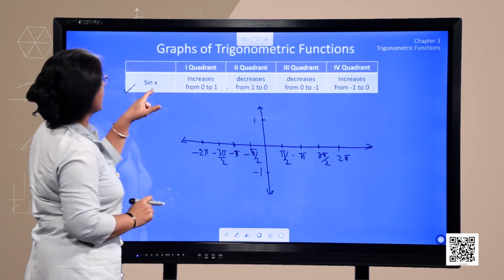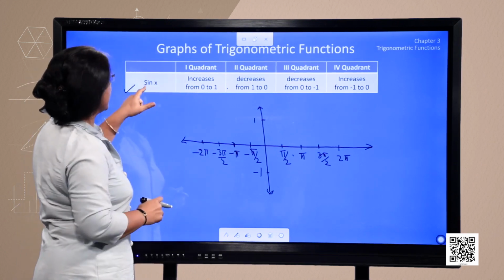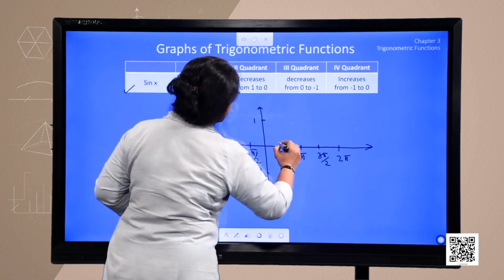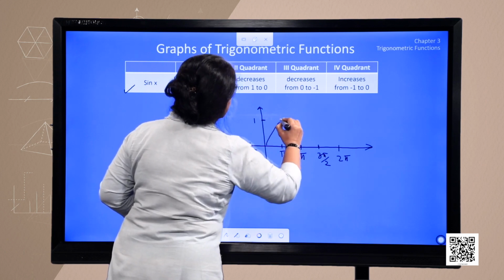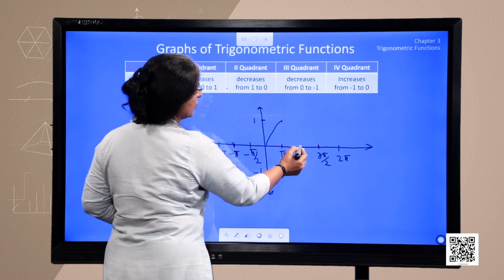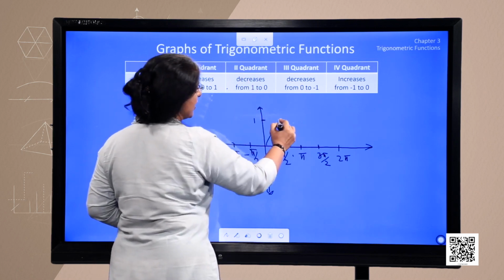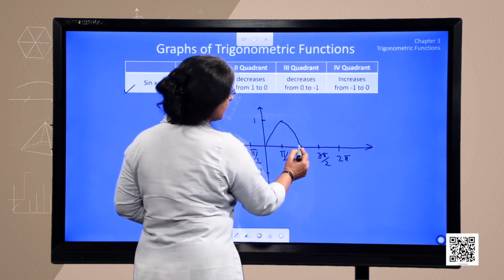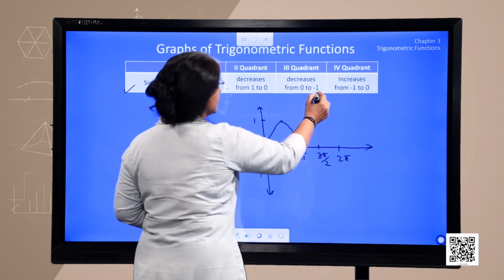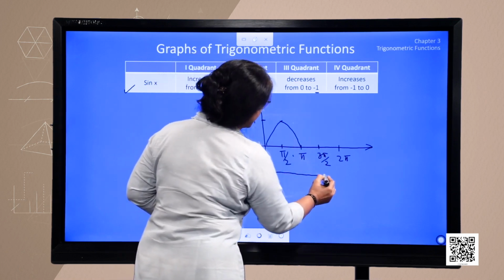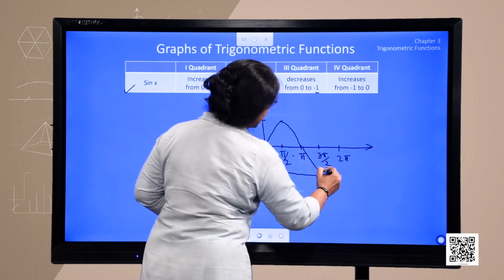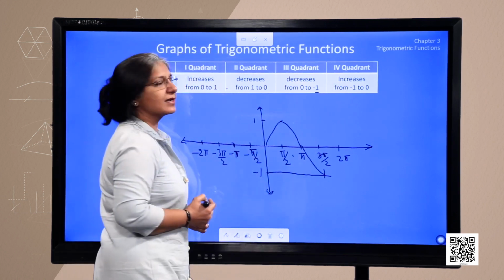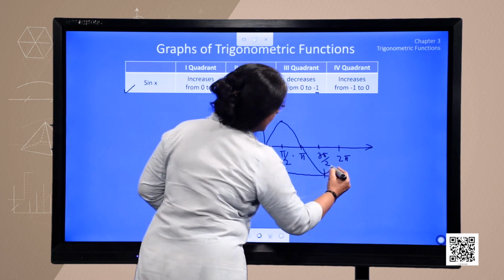Now, in the first quadrant, that is from 0 to pi by 2, the value of sine increases from 0 to 1. See here, from 0 to 1 it increases like this, and in the second quadrant, that is from pi by 2 to pi, the value of sine decreases from 1 to 0. It goes like this, and it further decreases in the third quadrant, that is from pi to 3 pi by 2, till -1. If we move to the fourth quadrant, the value of sine increases from -1 to 0 like this.